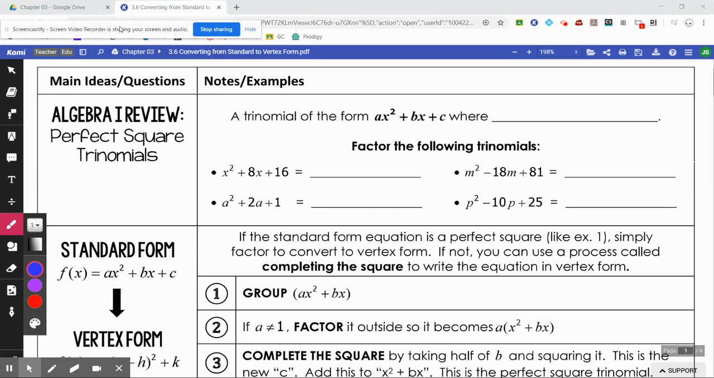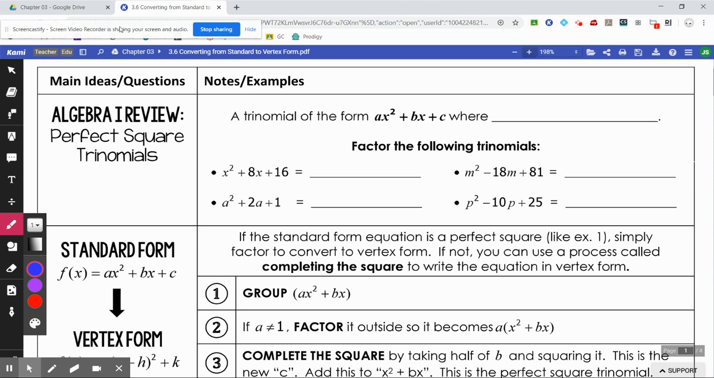Okay, now we're going to learn how to change from standard form to vertex form, just in case we want it in this other form. We've talked about both forms now. Standard form is y equals ax squared plus bx plus c, and in vertex form, you can actually see those transformations. So we're going to go back and review some algebra. We're going to use some basic Algebra 1 to change from one form to the other.